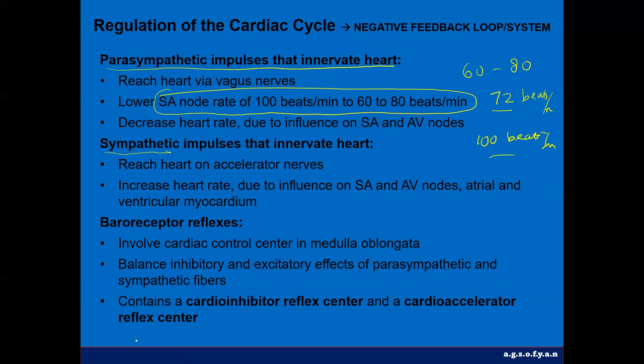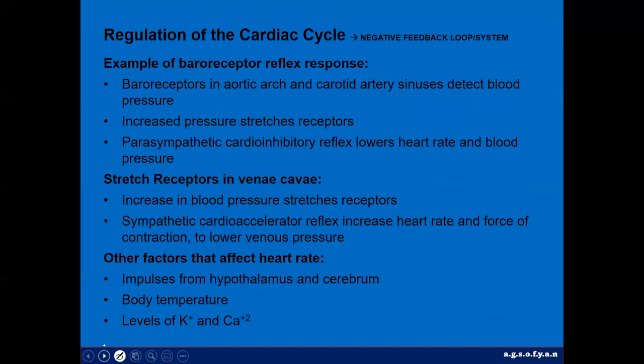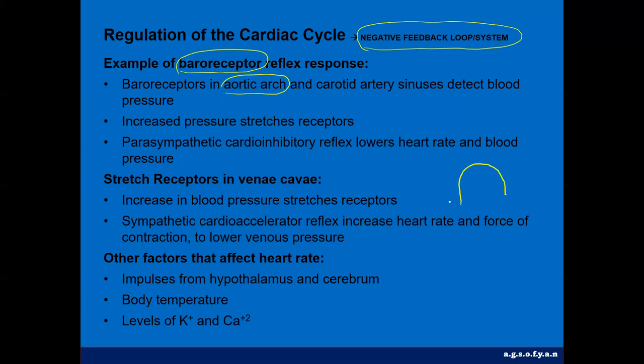We also have the negative feedback system that controls our heart beating. There are several receptors in our system that will sense the changes in our body. For example, we have a baroreceptor located in the aortic arch. If you see the aorta from the left ventricle, it goes up and then curves like this.